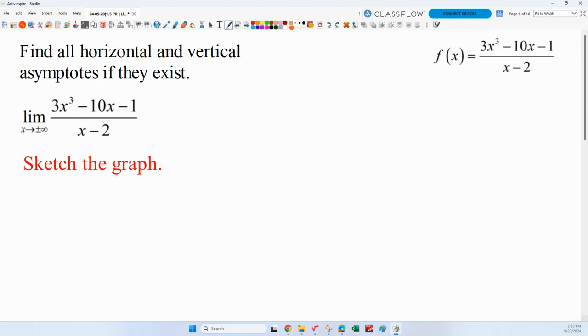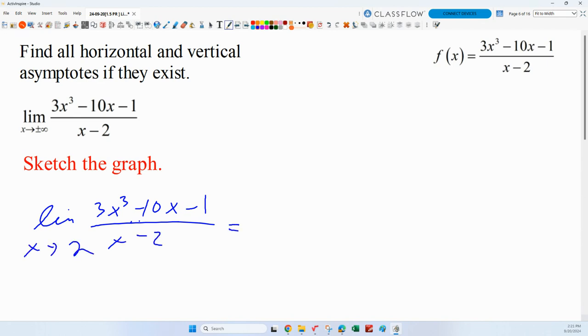If I take this limit as x approaches -2, what does the bottom become? -4. That's okay. That's not 0. What's the only value of x that makes the bottom 0 but not the top? 2. Yeah, right? Okay, because if I evaluate that directly, I get 0 on the bottom.